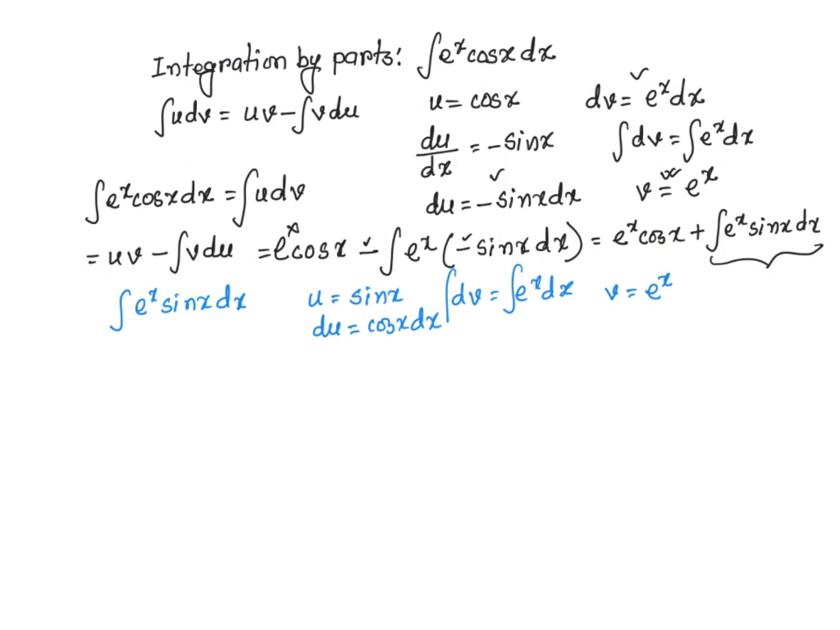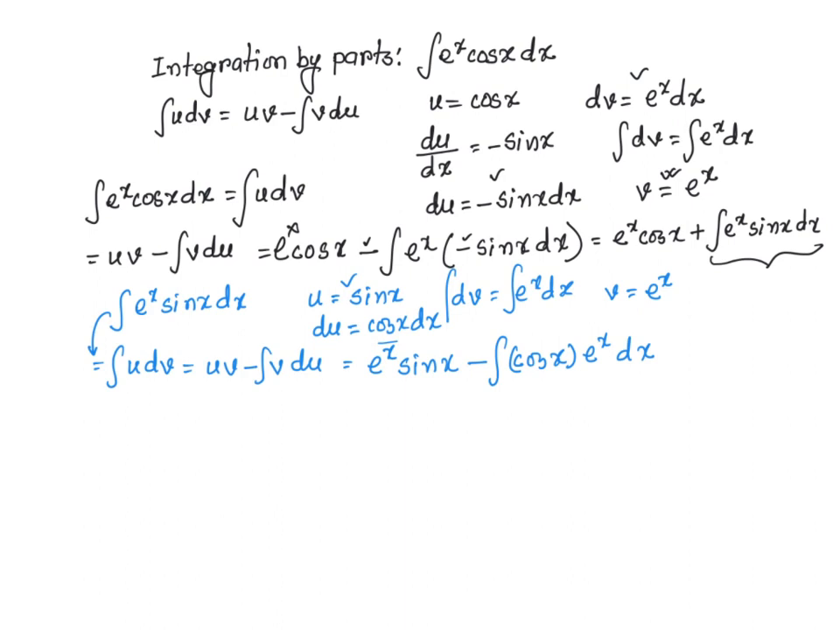So now this is going to be my integral u dv. According to this new substitution in blue, it is going to be uv minus integral v du. My u is sine of x, and v is e to the power x. So uv is going to be e to the power x sine of x, right? Minus integral v du. v is e to the power x, and du is cosine of x dx. So it's going to be cosine of x times e to the power x dx.